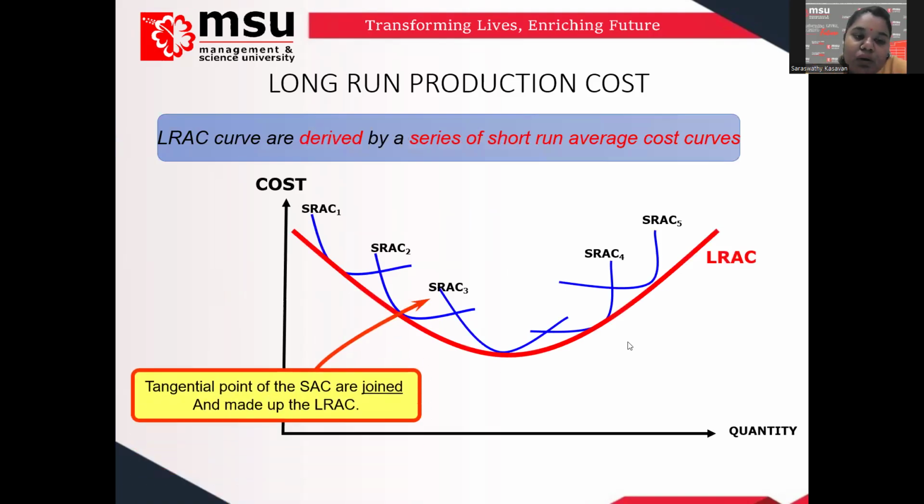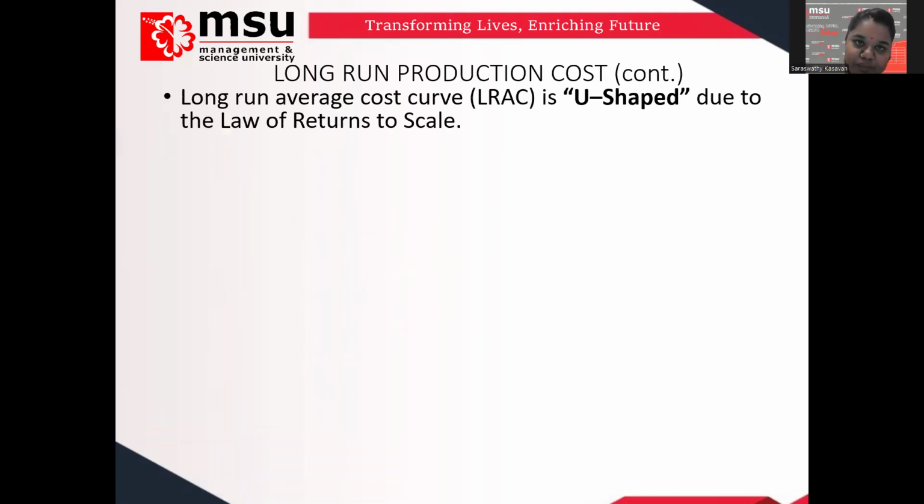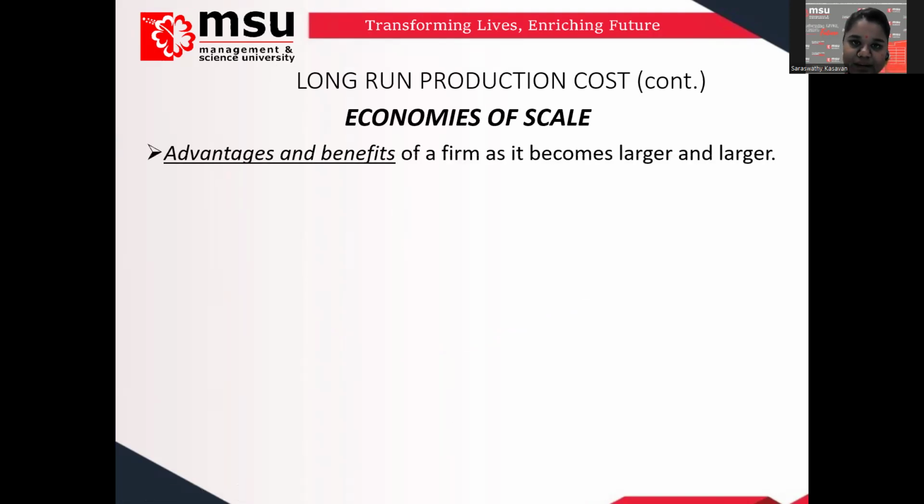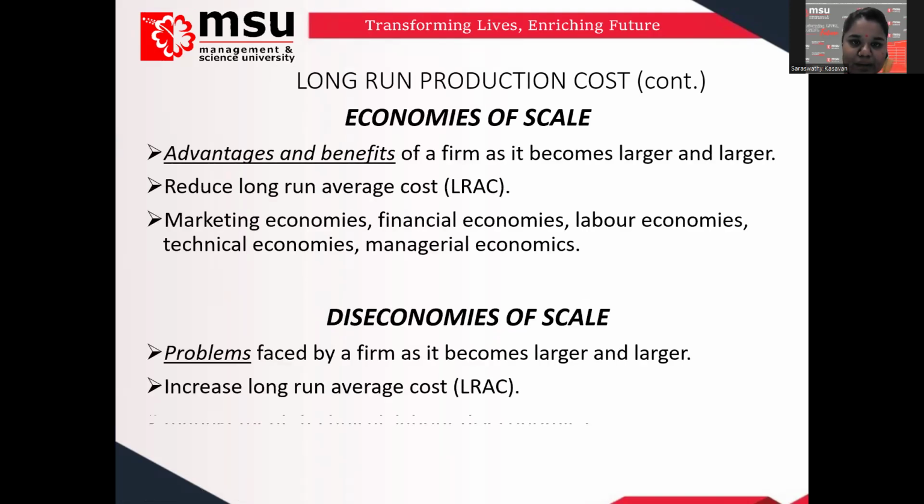Okay, the long run contains many short run average costs. This is the long run. Okay, long run production cost is U-shaped due to the law of returns to scale. As the firm expands its size and scale of production, the long run average cost will decrease and then increase at a later stage. I think this is not needed.